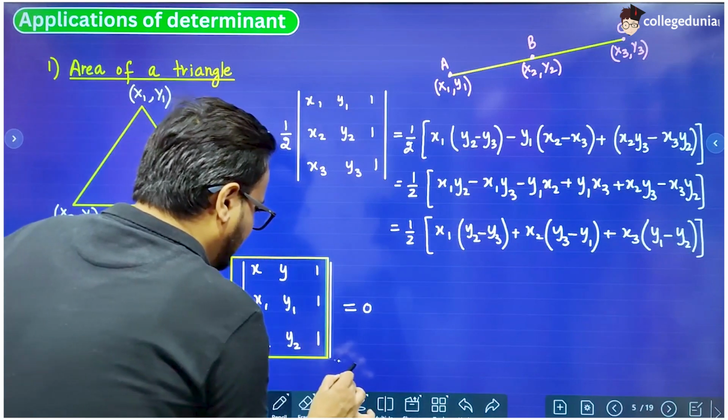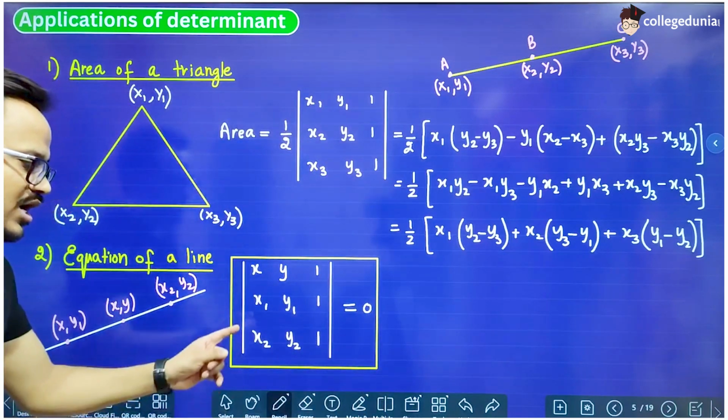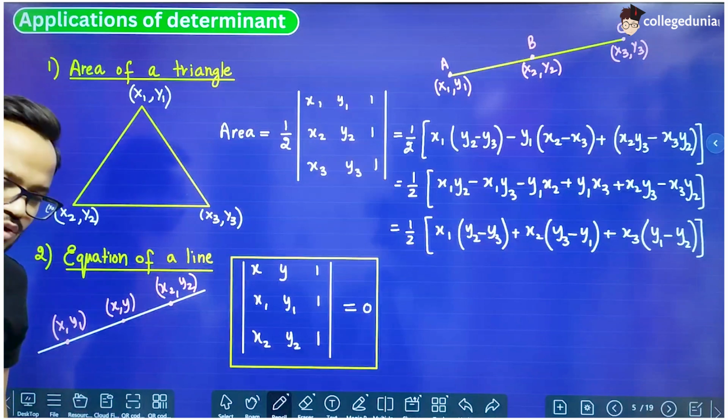So this determinant can be expanded to form the equation of a line which is passing through x1, y1 and x2, y2.